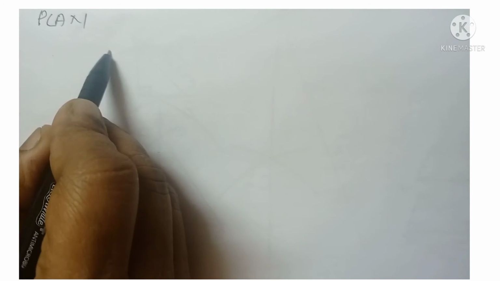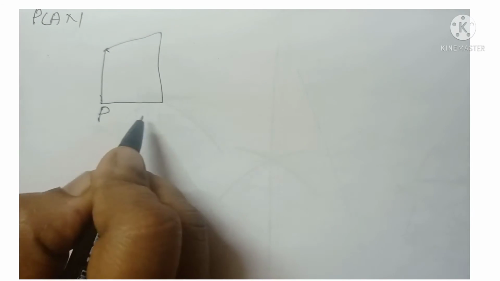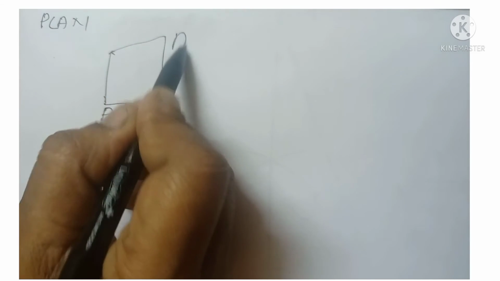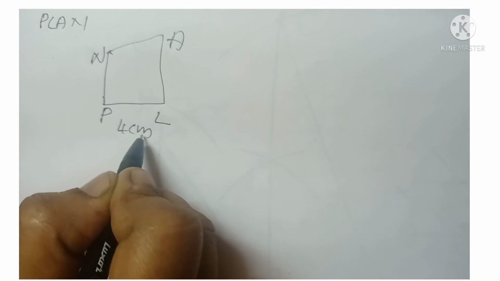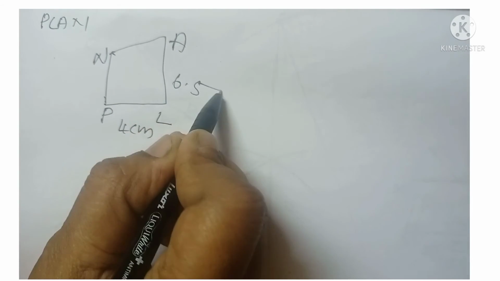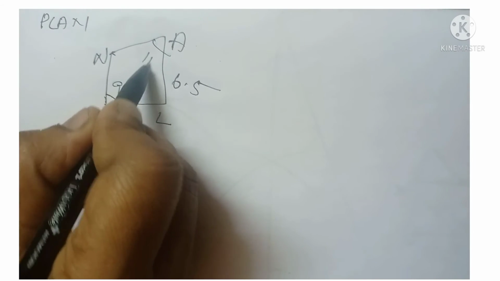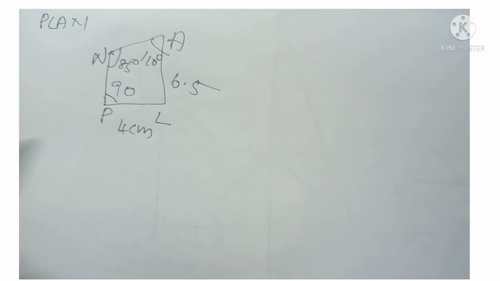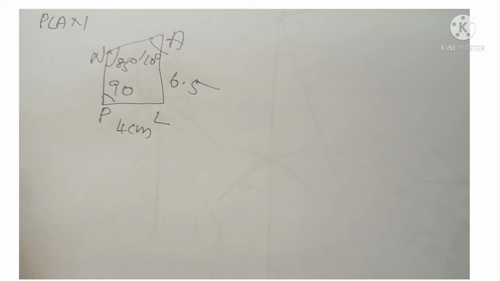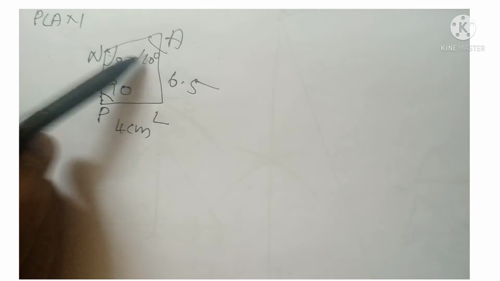Then the second question is, we want to construct the quadrilateral PLAN. For that first we want to draw a rough figure, then name it as PLAN, where PL is given as 4 cm, LA is given as 6.5 cm, angle P is 90 degrees, angle A is 110 degrees, angle N is 85 degrees. So from this, how can we construct this one? Here angle P is given, angle N is given, angle A is given.